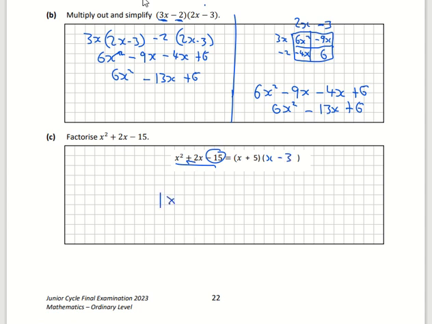My factors are 1 times 15 and 3 times 5, so it has to be one of those. So it definitely has to be a 5. And then if you double check it, 5 times minus 3 is equal to minus 15, and 5 take away 3 is equal to positive 2. So that checks out. So that's the answer.